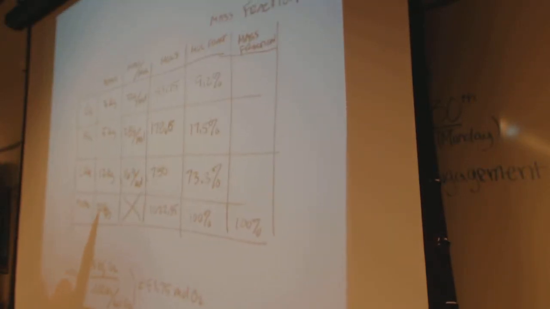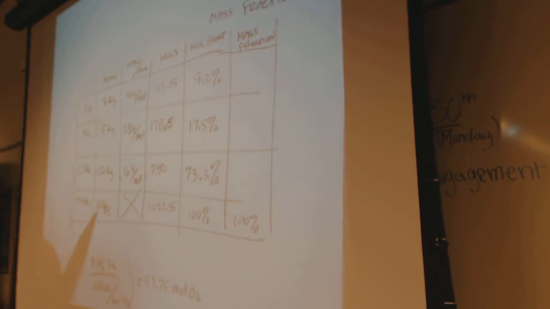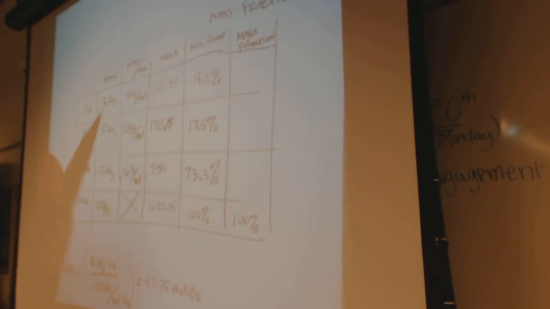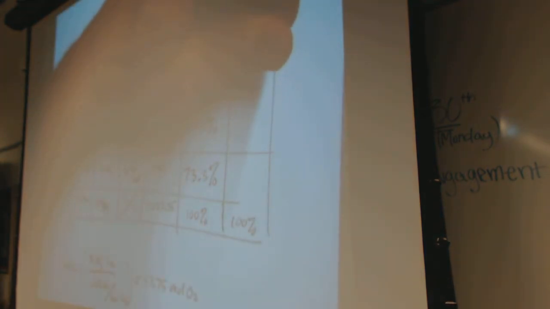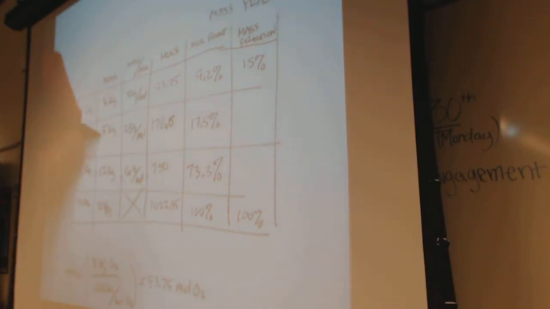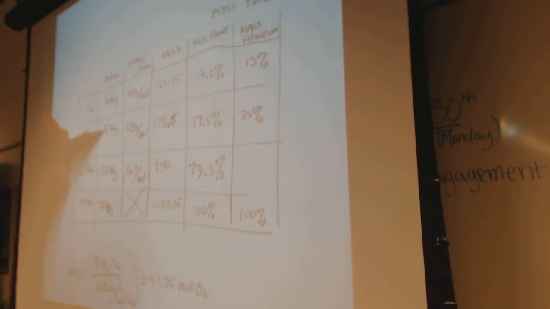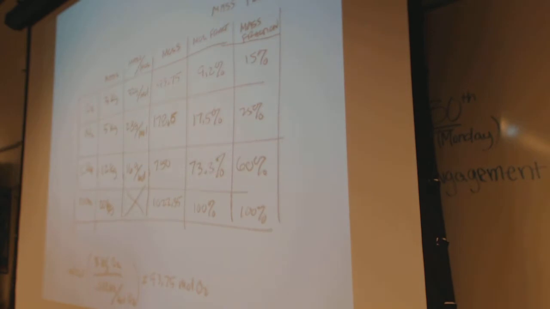I've got 20 kilograms total. 5 times 20 is 100. So 3 kilograms times 5 is going to be 15%. 5 kilograms is going to be 25%. And 12 times, is that 5 times 5? Yeah, 5, yeah, 60%. Notice the numbers are different.